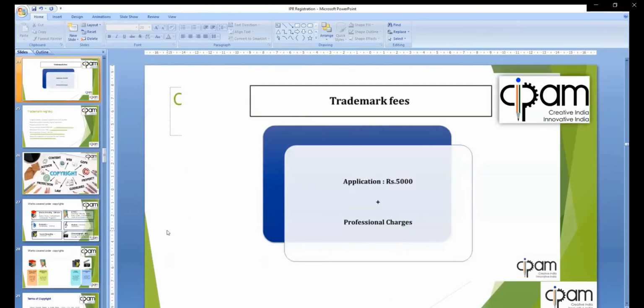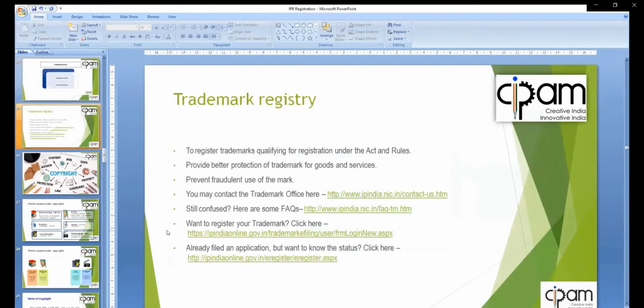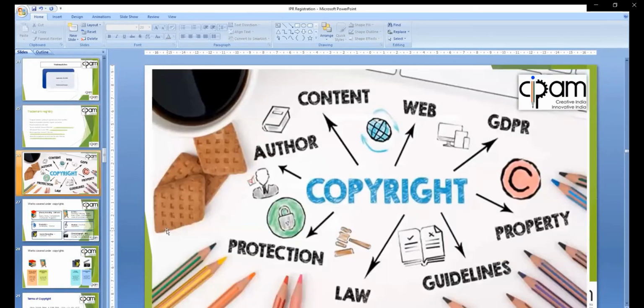So trademark fee is 5,000 plus professional charge. Trademark registry, that is also again we have to go to the IP India office, that is under DPIIT. So I will show the office after we complete the presentation.